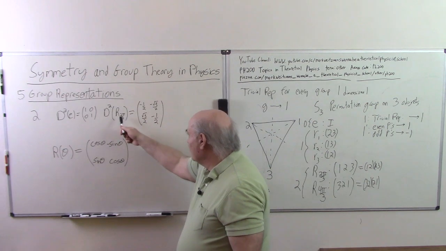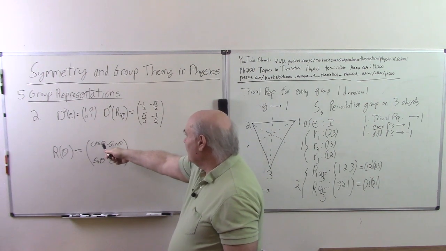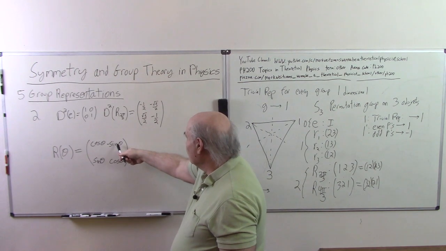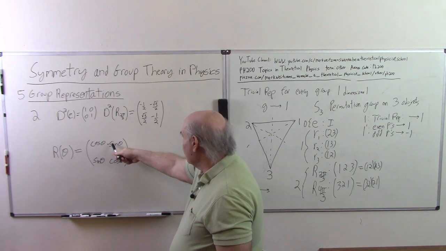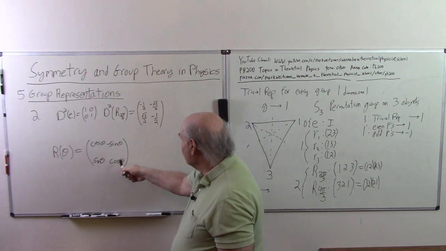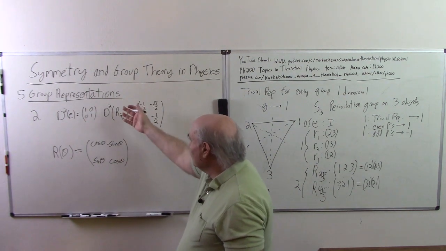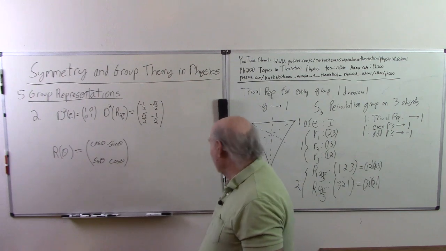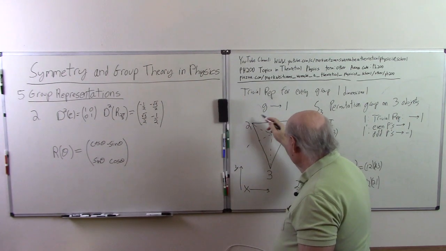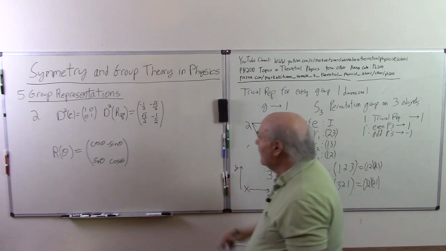So here for 120 degrees, you can see cosine 120 is minus 1/2. Sine 120 is the square root of 3 over 2. We take the minus, we get minus the square root of 3 over 2. So that's where the representation for the rotation matrix comes from. We're just rotating coordinates, x and y.